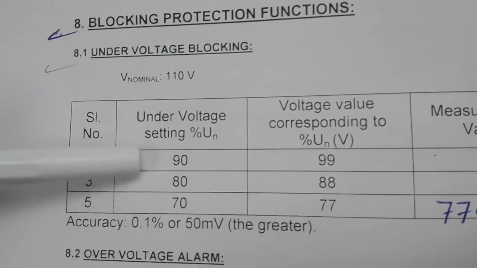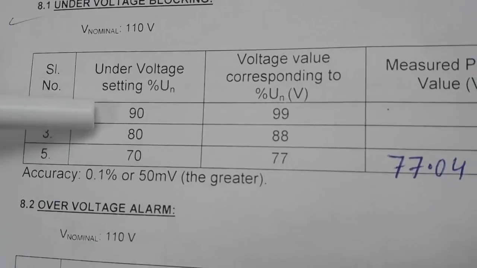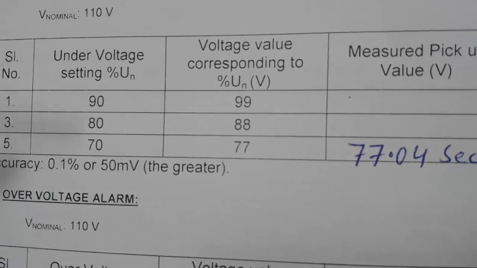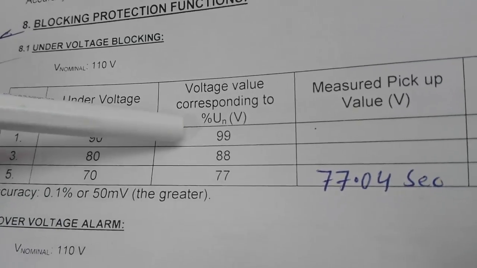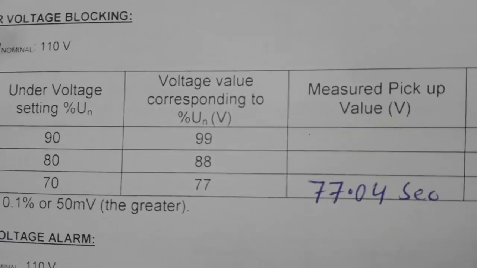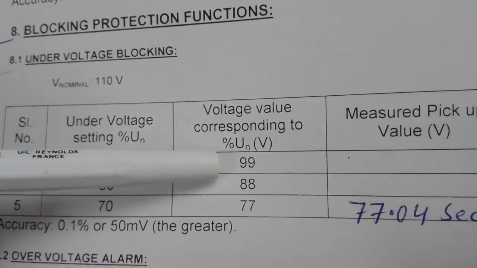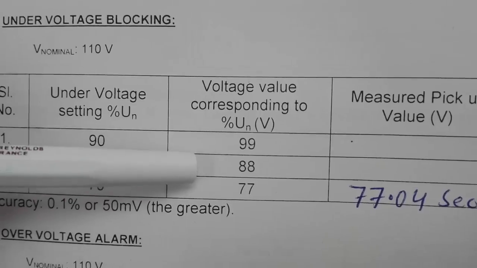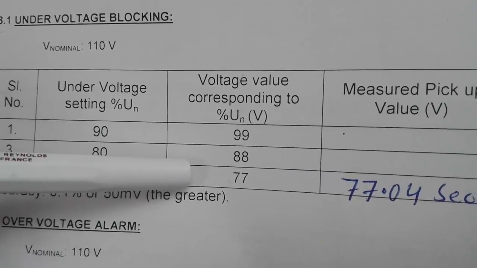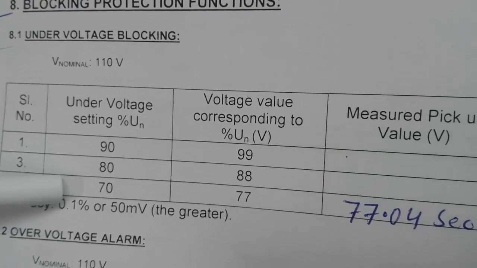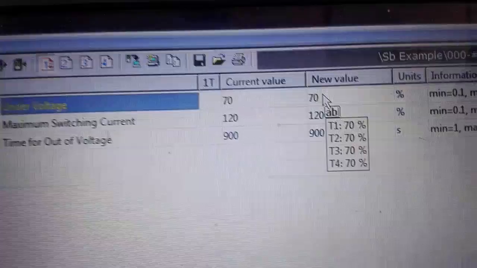Now what we have to check here: first for 90% under voltage setting, then 80%, then 70%. The nominal is set as 110 volts, so for 90% it will be 99 volts. For the first test we set 99 volts, then 88 volts, and then 77 volts for 70%. Now come to the Zivor complex software. You can see here we have set the value 70, which means we will inject 77 volts.